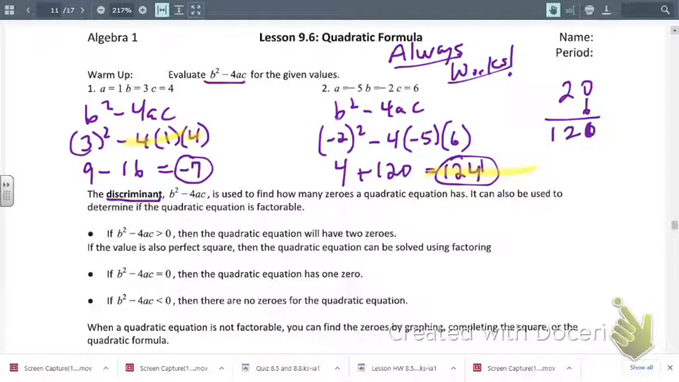If b squared minus 4ac equals 0, which none of these 2 cases shows, but if it did, then the quadratic equation has just 1 zero. And if b squared minus 4ac is less than 0, which it is here, then there are no zeros for the quadratic equation. There will be no real zeros. You're going to get imaginary answers.